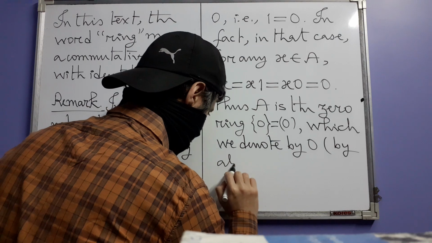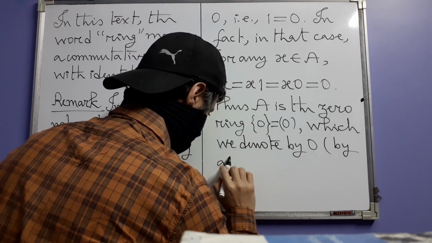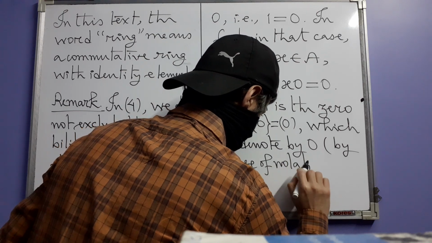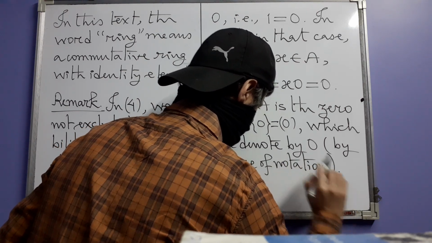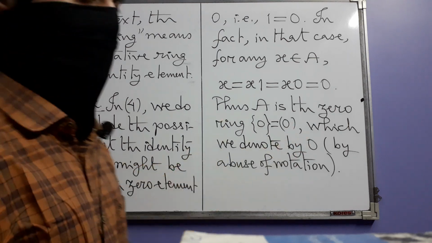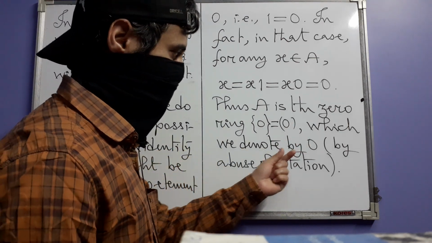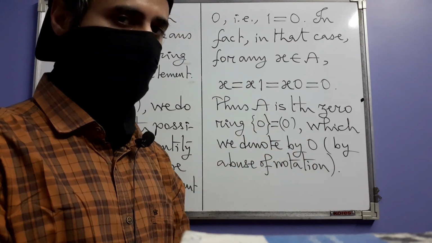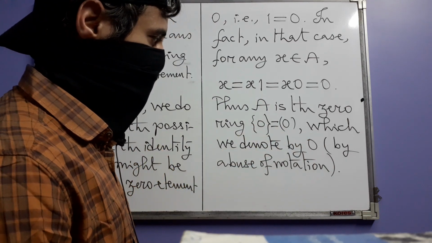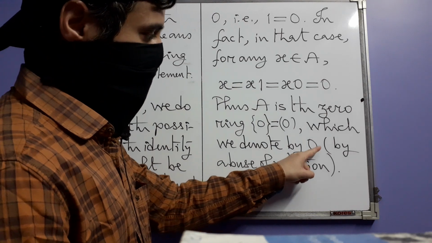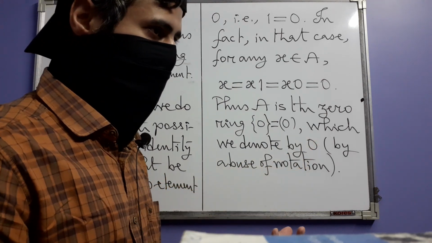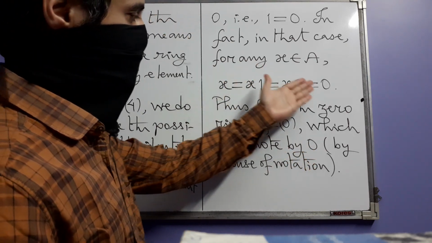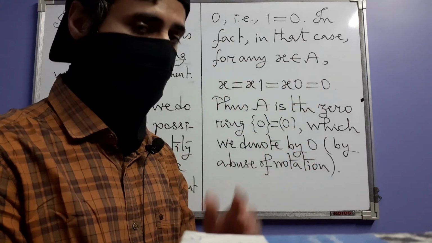By abuse of notation. Something is an abuse of notation when you do not write the notation fully. Instead, you write some simplified version of the notation. Will it not create any kind of trouble later, any kind of confusion? See, you may think that just by looking at 0, you may confuse it for a real number, or you may in fact confuse it for the identity, 0 element.